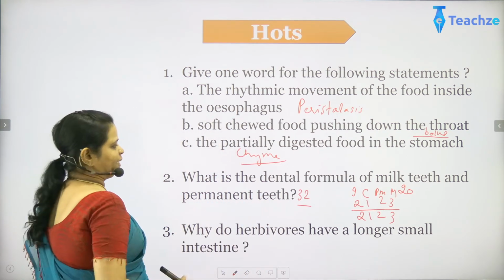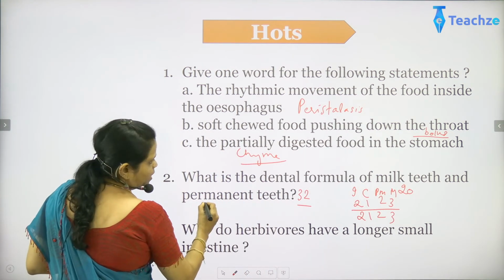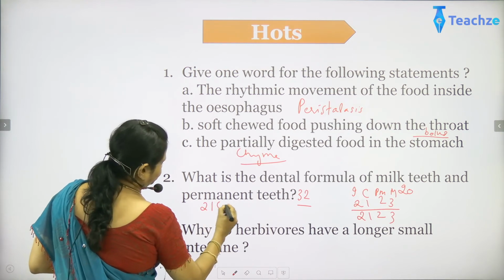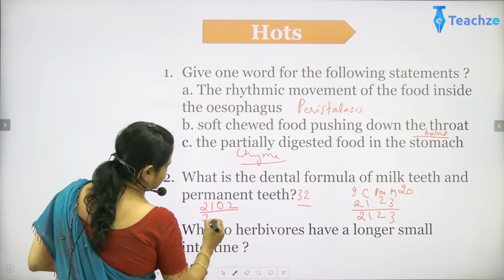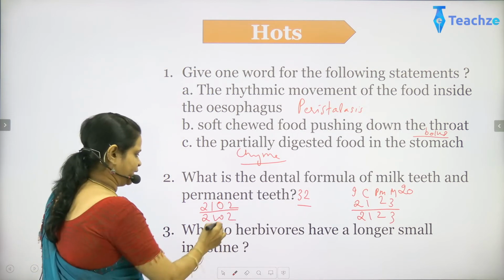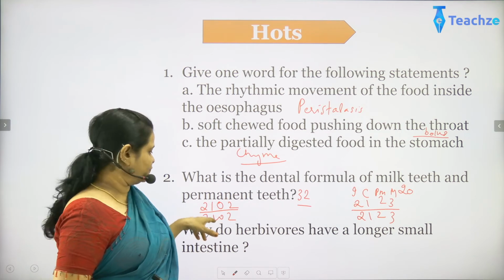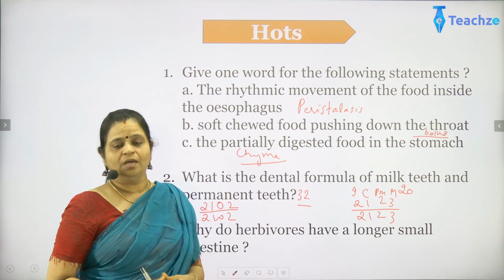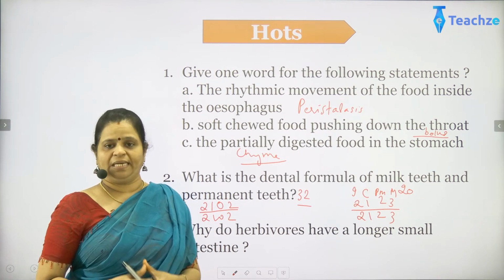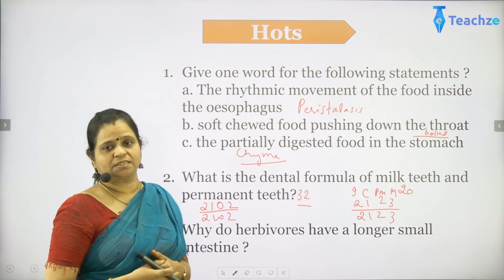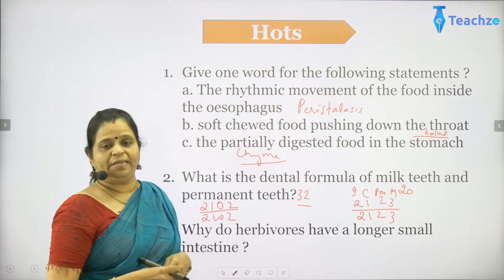Now what about the milk teeth? Milk teeth 20 we said. So we have 2, 1, 0, 2. That means the premolars are absent in the case of milk teeth. So you can count it. It's 3 plus 2, 5. 5 plus 5, 10 in each half jaw. Totally you have 20 milk teeth. So there are no premolars in this particular milk teeth.